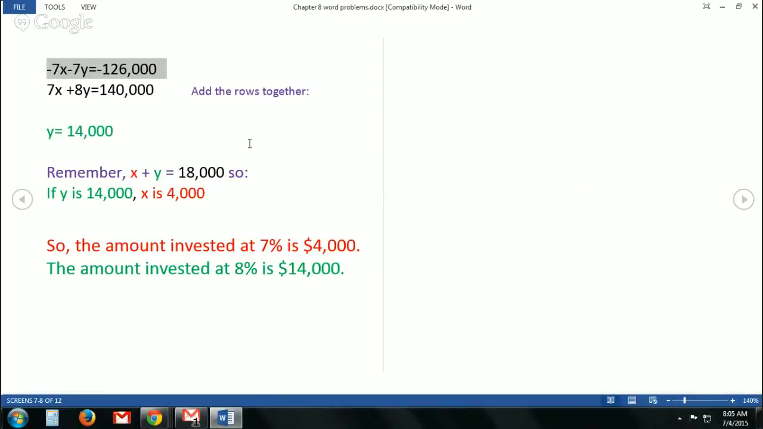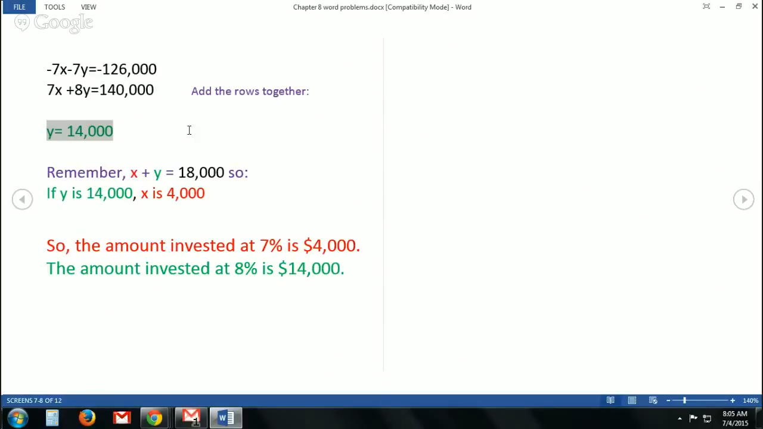Once we have those opposite coefficients, then we can add the two rows together. The x's are going to eliminate. Here, -7y plus 8y gives me just a y, and 140,000 minus 126,000 gave us 14,000. So our Y value, the amount that we invested at 8%, is 14,000.